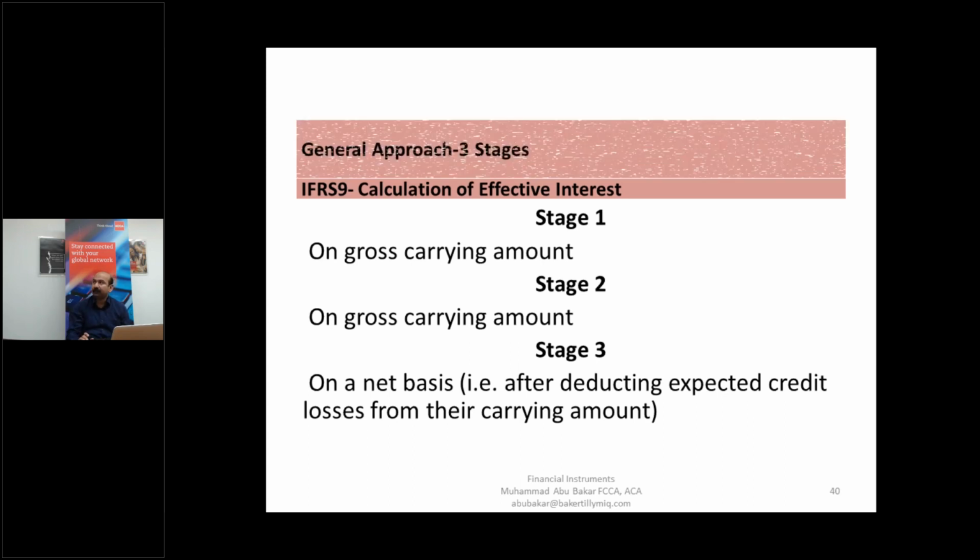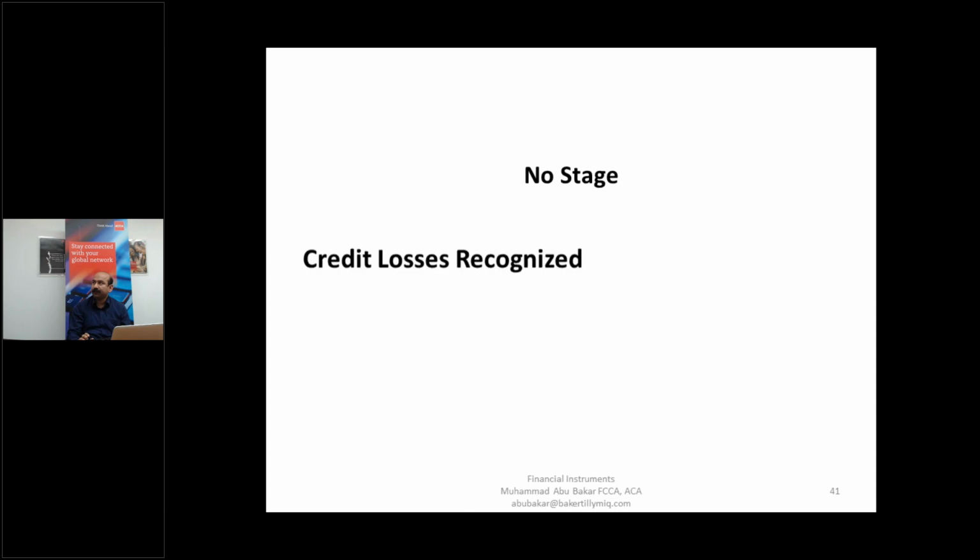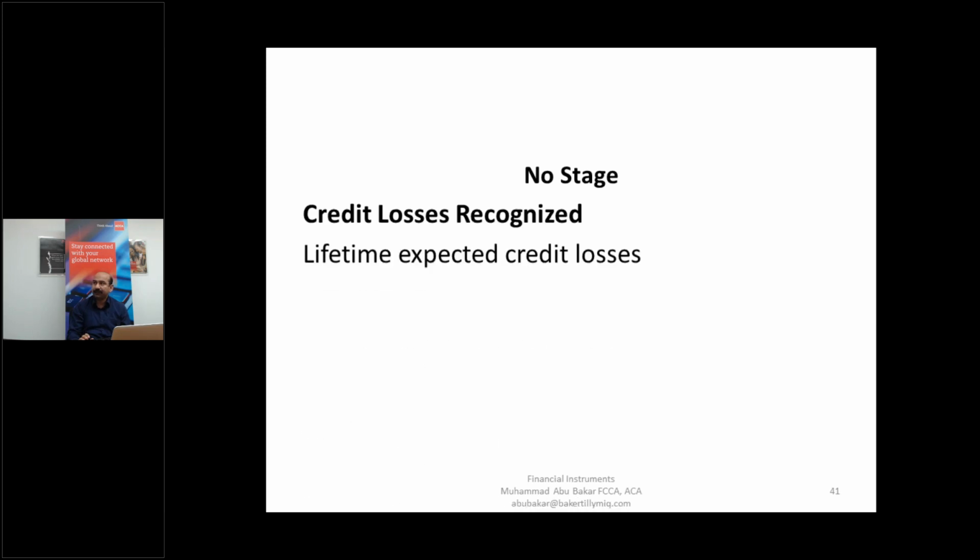Okay, now the simplified approach. Simplified approach, simply lifetime expected credit losses. See, if the credit risk of the financial asset is assessed and you want to apply this simplified approach, then you will be recognizing lifetime expected credit losses. So this is our general approach. You will be applying this general approach.